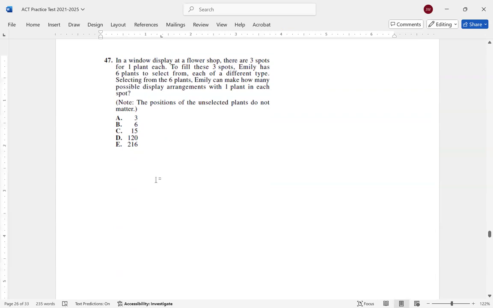Question 47. In a window display at a flower shop, there are 3 spots for 1 plant each. To fill these 3 spots, Emily has 6 plants to select from, each of a different type. Selecting from the 6 plants, Emily can make how many possible arrangements with 1 plant in each spot? Note that the positions of the unselected plants do not matter. So we have 3 spots and we have 6 plants. So for the first spot, I'm going to have 6 options.